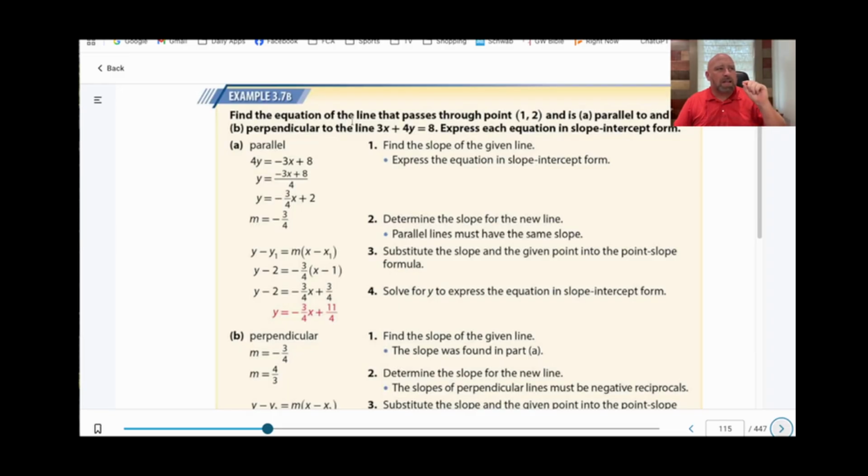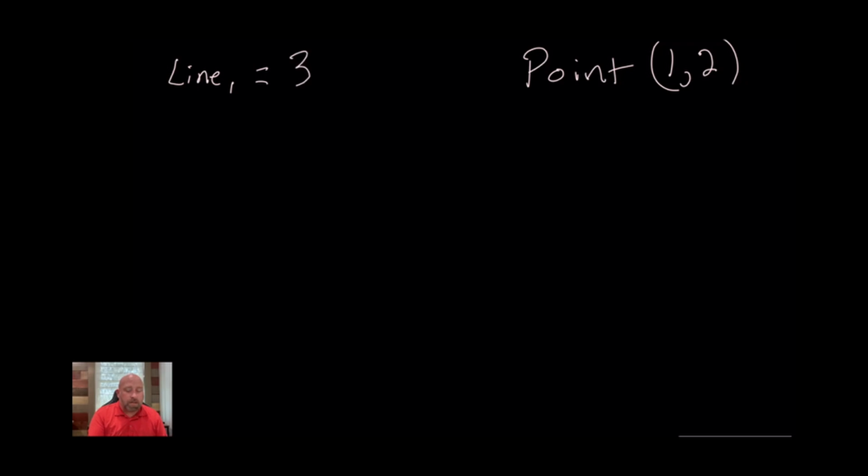Find the equation of the line that passes through point 1, 2. So in other words, they want us to create a new line, and that new line is going to pass through point 1, 2. And the first part of the question is that it's parallel to this line. The second part of the question, the B part, is that it's perpendicular to this line. In other words, we need to create a new equation that matches with this point. And it is 3x plus 4y equals 8.